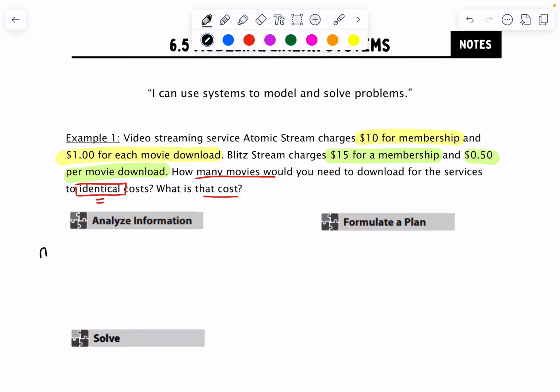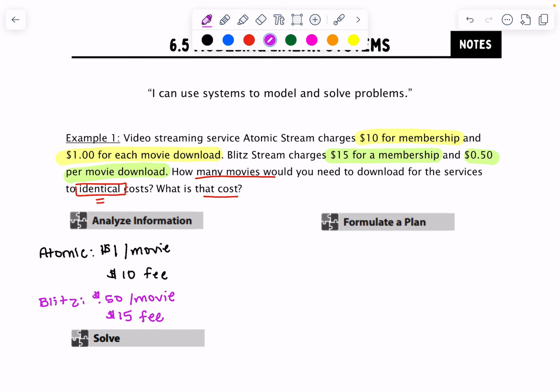So I've got this Atomic Stream, and they're going to charge me $1 per movie, and they're going to charge me just a $10 fee. I've got Blitz, and they're charging me 50 cents per movie with a $15 fee. So that's the information I know.